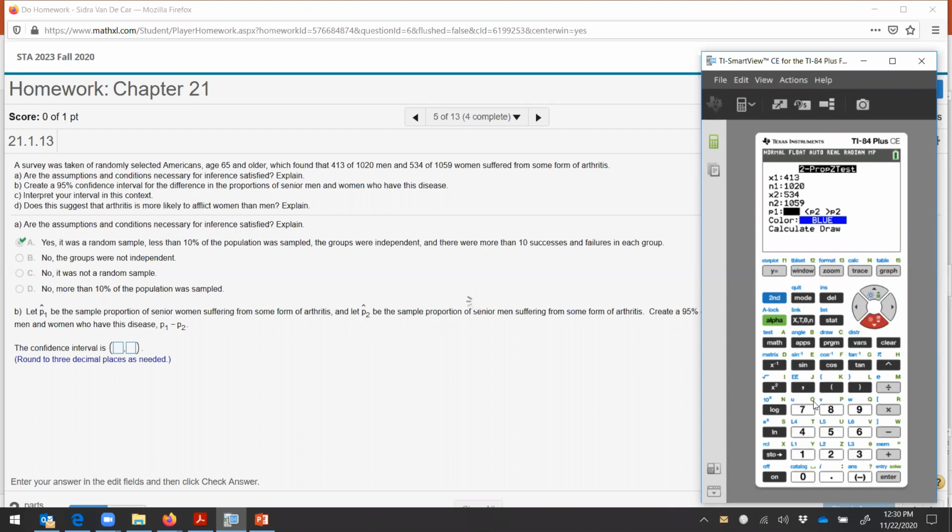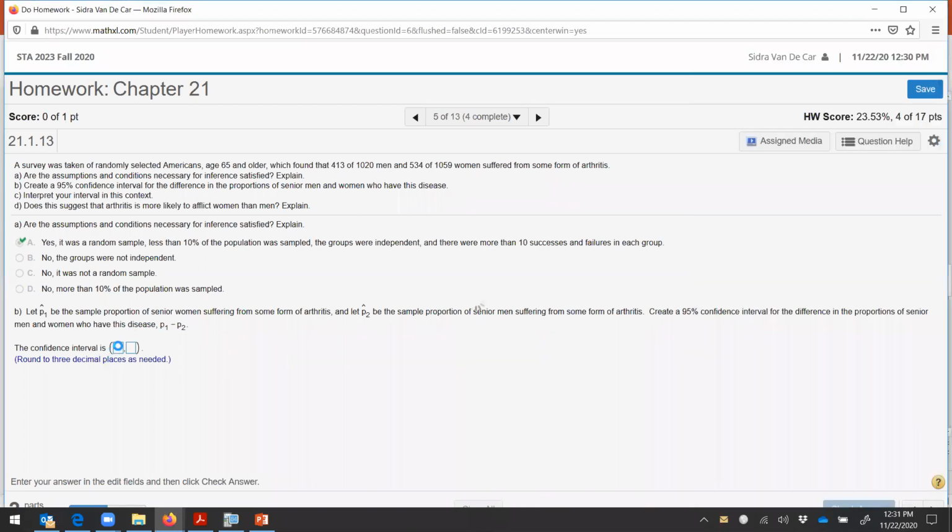We're trying to do, oh, I'm sorry, I'm trying to do a confidence interval. I didn't mean to choose the hypothesis test. So let's scroll down and find our two proportion z interval right there, option B. Okay. So 413 out of 1020 and 534 out of 1059, it's 95%. And calculate, we get negative 0.1419, round to 3 decimal places. So negative 0.142.